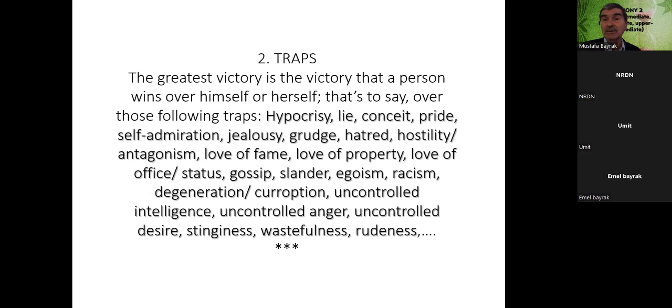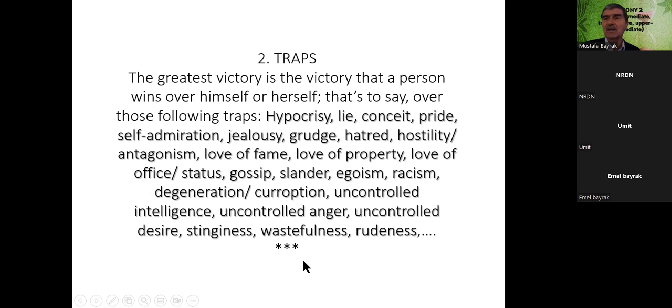So each person should win a victory over those negative traits, over hypocrisy, for example, lie, conceit, pride, self-admiration, jealousy, grudge, hatred, hostility, antagonism, love of fame, love of property, love of office, or love of status, gossip, slander, egoism, racism, degeneration, corruption, uncontrolled intelligence, uncontrolled anger, uncontrolled desire, stinginess, wastefulness, rudeness.